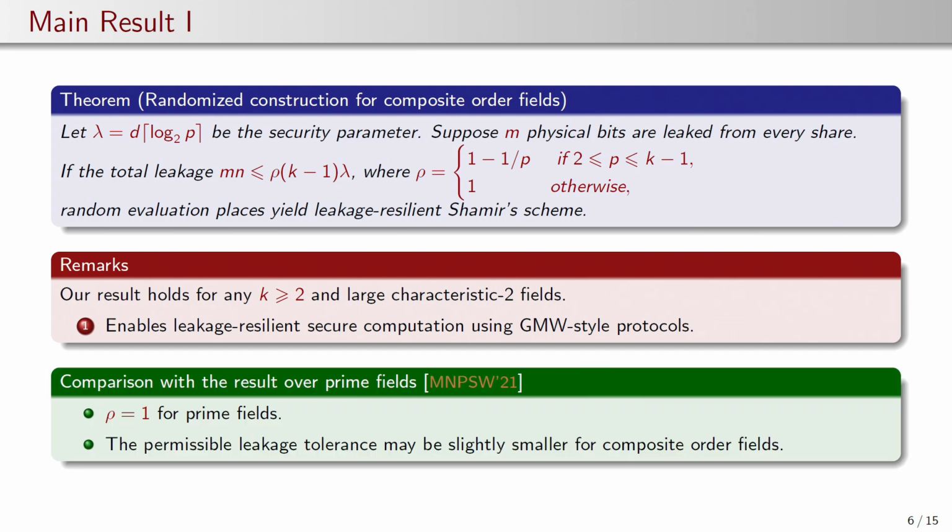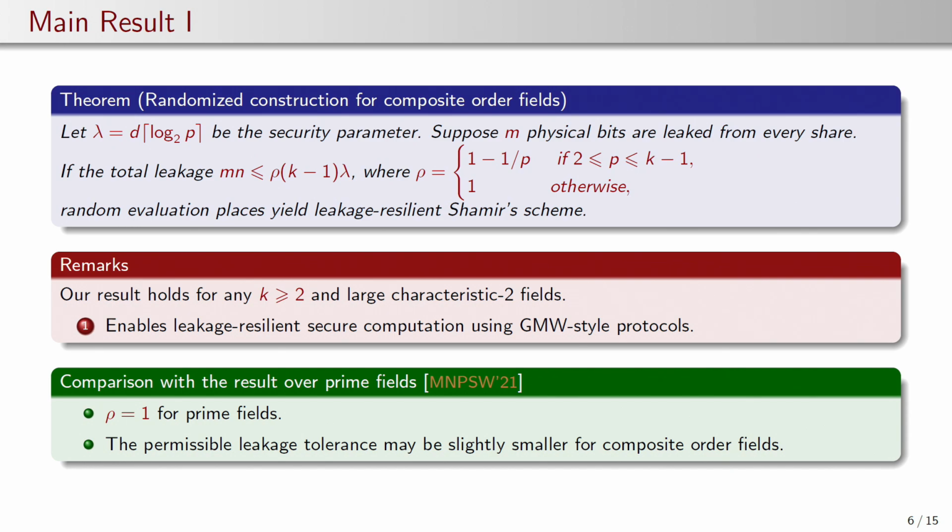Okay. And compared with the results for a prime field, the permissible leakage is slightly smaller. So we have a factor of rho, and it depends on the characteristic. In the technical part, I will give you some intuitions why this is the case.